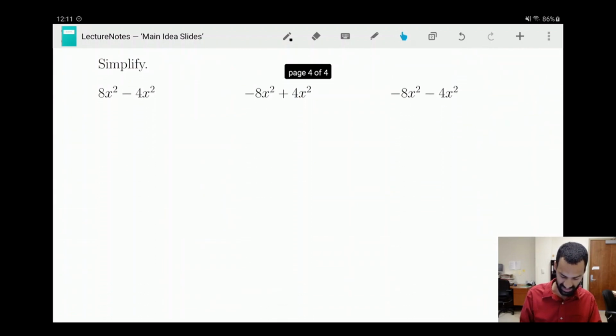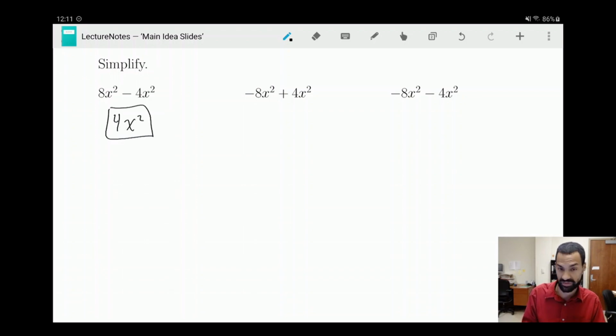Let's see if we can simplify these real quick. So, remember, since you're adding, subtracting terms, the process follows the sign rules as before, right? So, you remember the rules. 8x squared minus 4x squared, that's just 8 minus 4, which would be 4x squared. So 4x squared is my simplified version of 8x squared minus 4x squared.